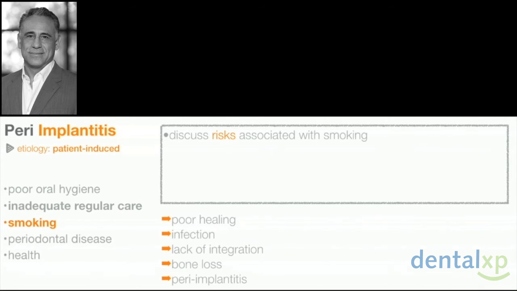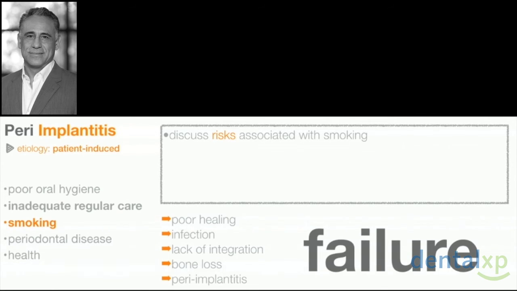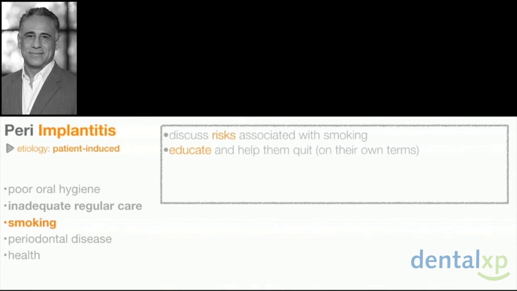I think it's important that we discuss the risks associated with smoking with the patients and inform them of the potential poor healing, infection, integration issues, and bone loss, and of course peri-implantitis that ultimately can result in failure. I think patients need to understand and take an active role in it. We need to educate and help them quit on their own terms. I think it's important to realize that implants are not necessarily an absolute contraindication in smokers, but it needs to be done cautiously and also with a lot of education.